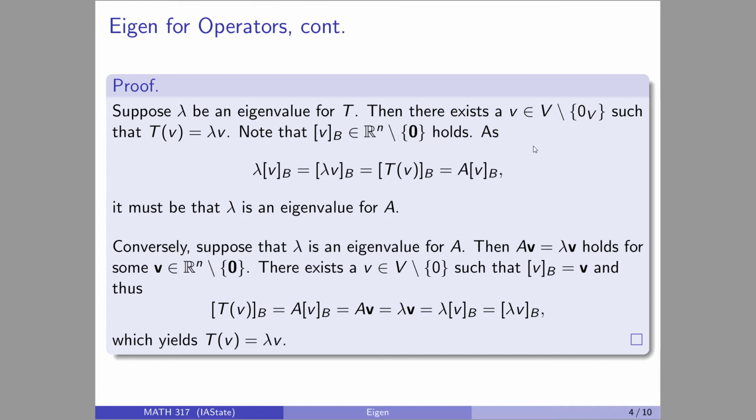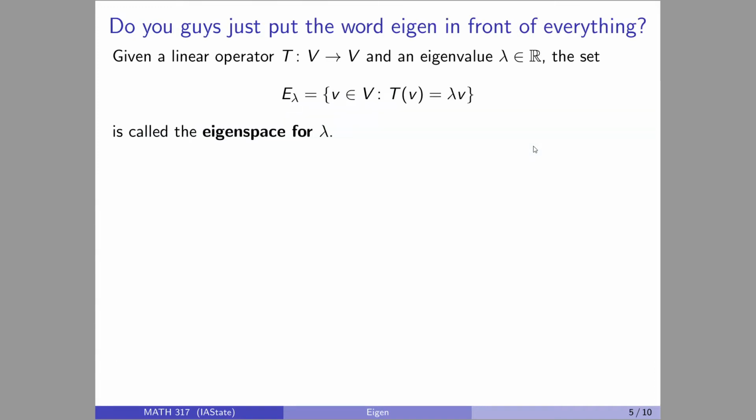That being said, we do want to address how eigenvectors are going to behave in vector spaces, and the appropriate way to do that is to look at something we call the eigenspace. If you have a linear operator and an eigenvalue, you just look at the set of all things that satisfy the equation we want, and that's called the eigenspace.